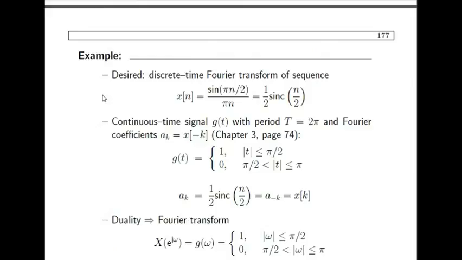This is one example which I am going to tell you. We have the signal x of n as sin(pi n by 2) upon pi n, which I can rewrite in the sinc function notation as 1 upon 2 sinc(n by 2).